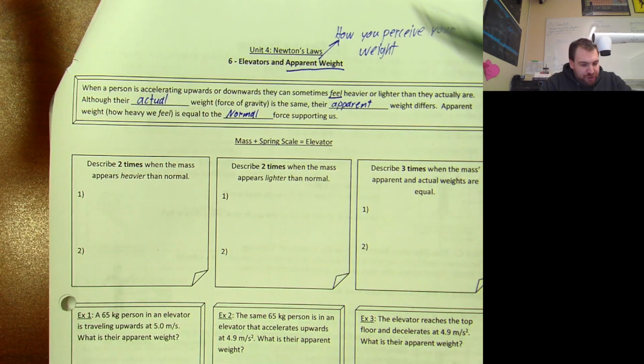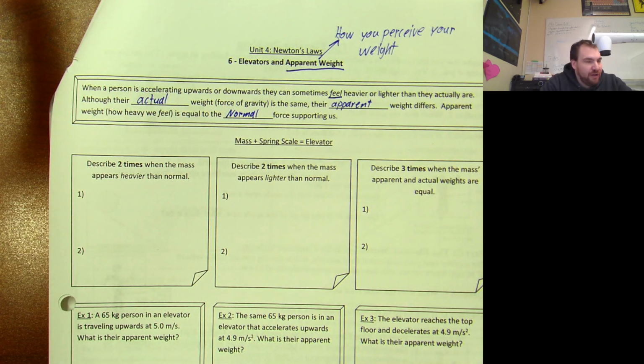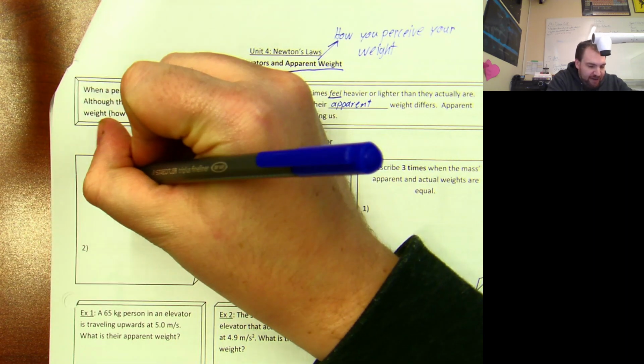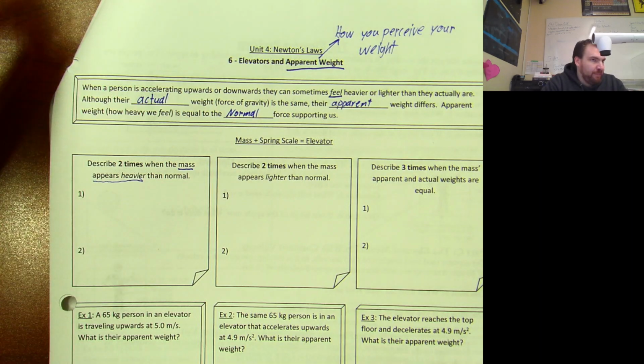So we're going to describe two times when mass appears heavier than normal. I'm using this word mass and appearing heavier. So when does your apparent weight feel heavier than your actual weight in an elevator? When you're going up? Always when you're going up? Not necessarily. If you're going down, eventually it feels normal, really fast.